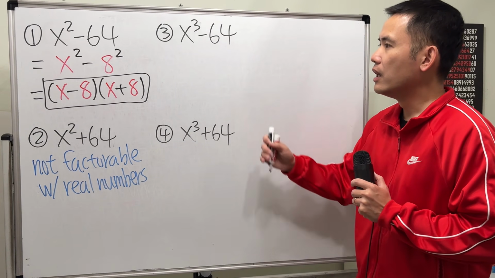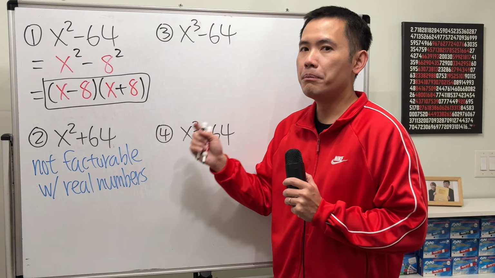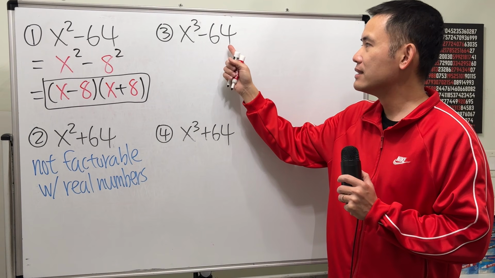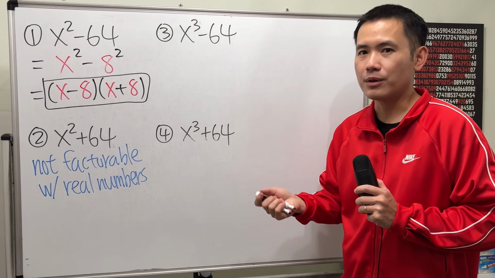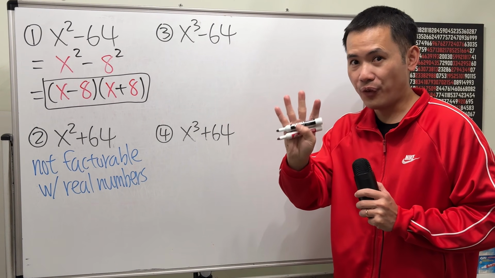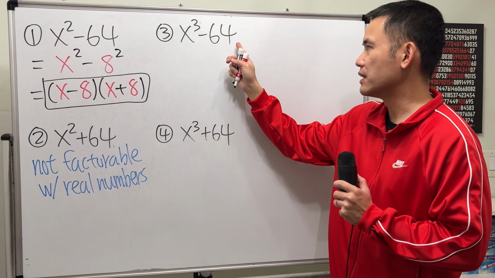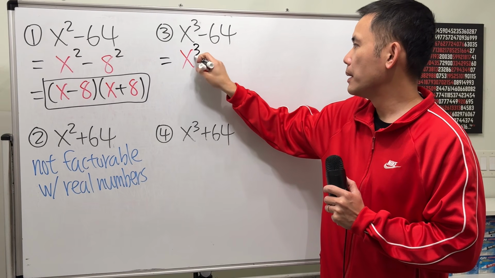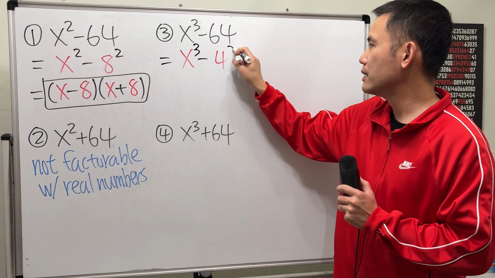Now for number 3, notice that they are very similar, but if we have x cubed, then we will have to look at 64 as something to the third power. And the answer is 4. 4 to the third power gives us 64. So we will be looking at this as x cubed minus 4 cubed.